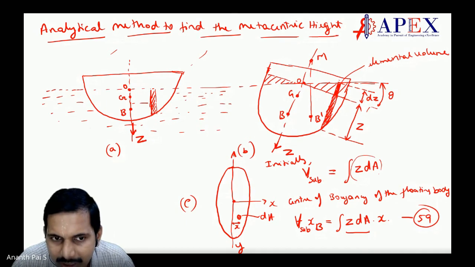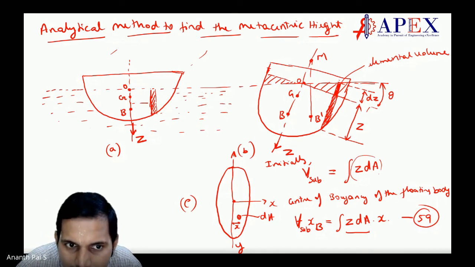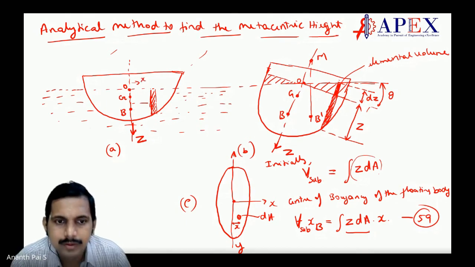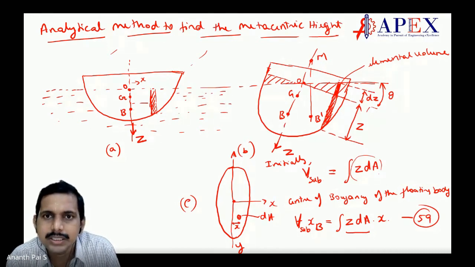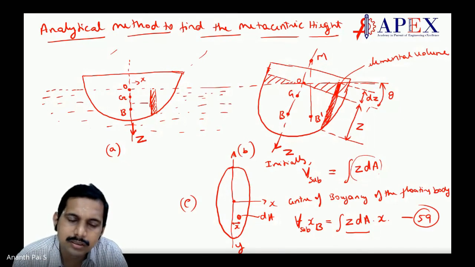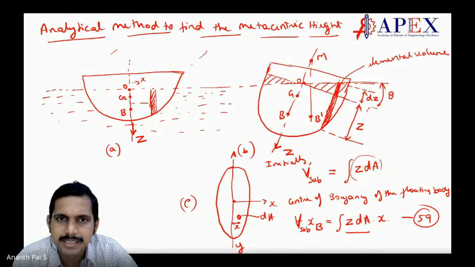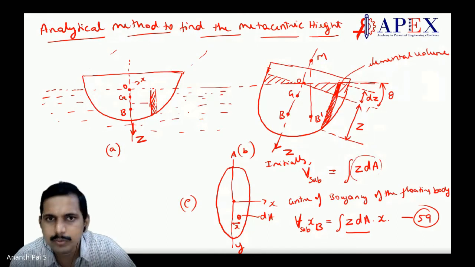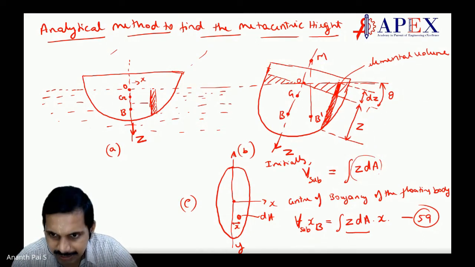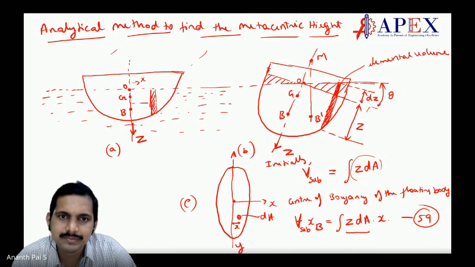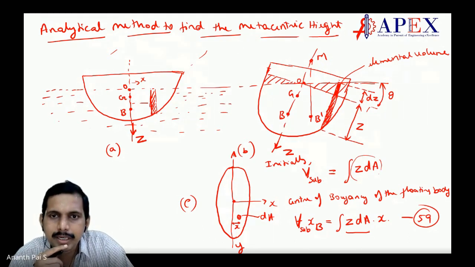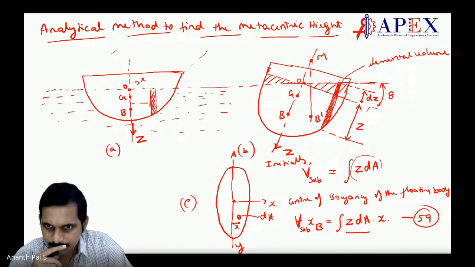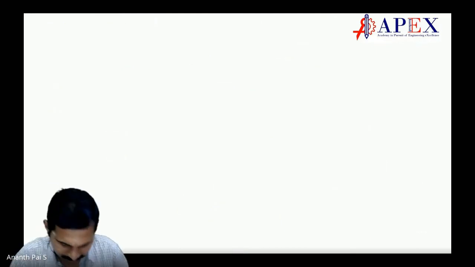I can find out the center of buoyancy, how much it goes beyond x, because the center of buoyancy will have x coordinates and y coordinates, is it not? If the boat is symmetrical, then the center of buoyancy will be at the center. Otherwise, it will move here and there. It depends on z dA x, correct? I hope I'm clear. Okay, next, let us go.